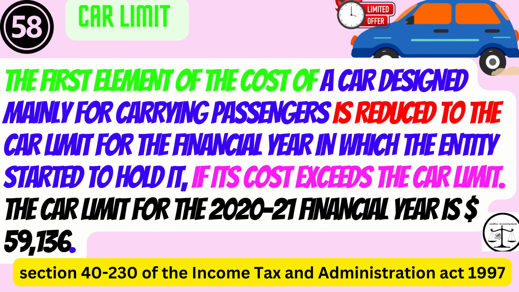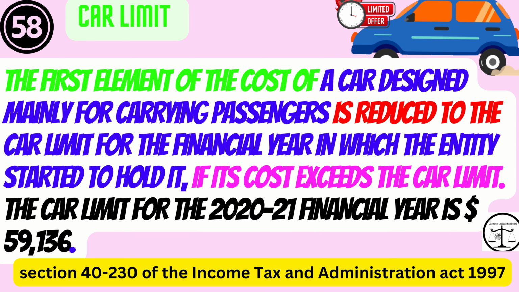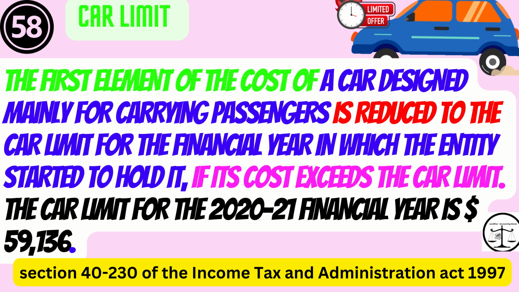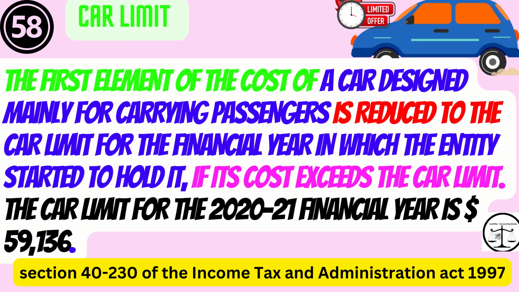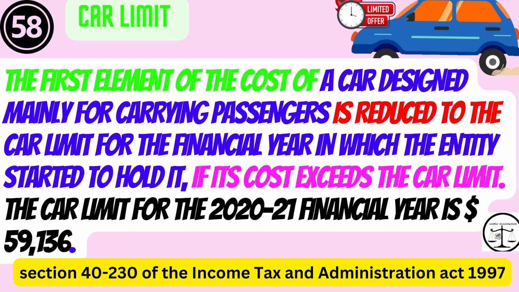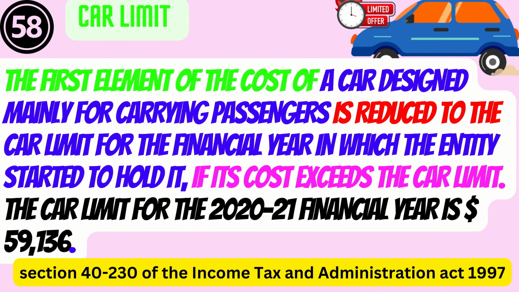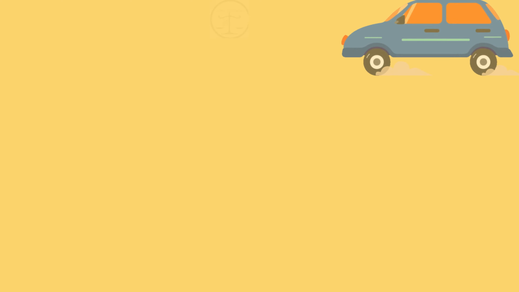Word number 58. Car limit has the meaning given by section 40-230 of the Income Tax and Administration Act 1997. Subsection 40-230(1) of the ETA 1997 states that the first element of the cost of a car designed mainly for carrying passengers is reduced to the car limit for the financial year in which the entity started to hold it, if its cost exceeds the car limit. The car limit for the 2020-21 financial year is $59,136.